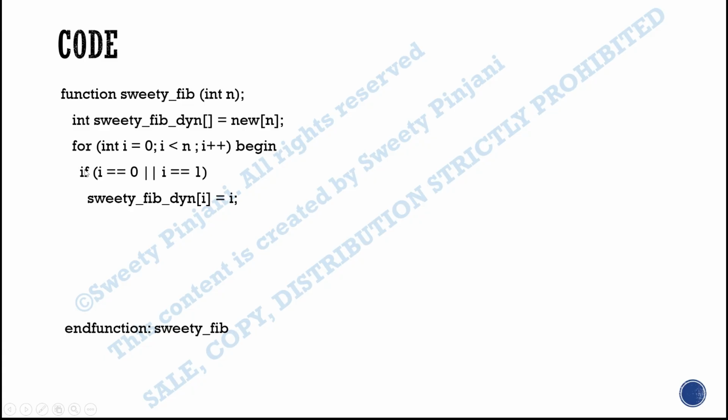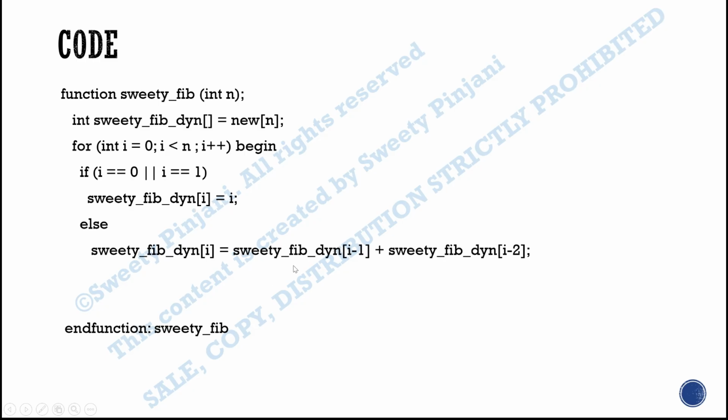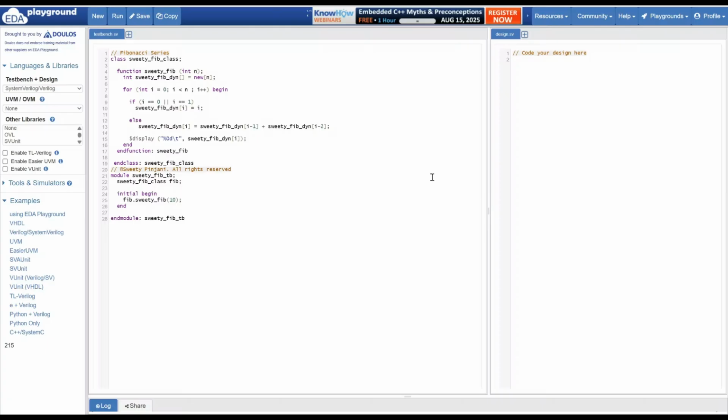Now what we will do, if I is 0 or I is 1, then that position of the dynamic array will become equal to the value of I. It means 0th position of dynamic array is 0, first position of dynamic array is 1. What happens for other position? That is decided by the previous two values, as we saw. And that's it, and we are just displaying the values. Now I will run this code in EDA playground and show you so that it becomes more clear.